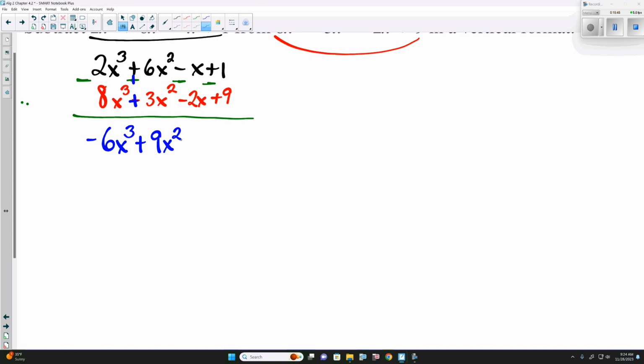The next one, negative x minus negative 2x. Well, the negative gives us plus. So negative x plus 2x is plus x. And our 1 minus 9 is negative 8. And that's it.